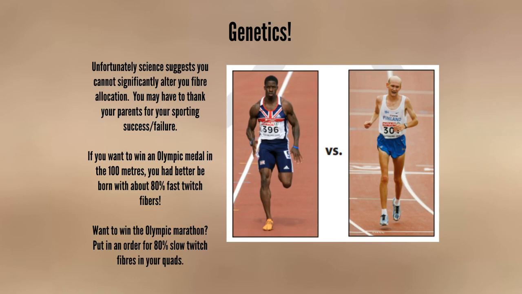So we can also transfer over to white men, and we can see that the guy on the right from Finland there obviously is a slow twitch athlete, a marathoner. Yes, he's got some emaciation happening there due to all the hours of vigorous training and getting into fuel deficit. But the odds are to be good at a marathon, represent your country, you're going to have a good allocation of slow twitch fibers. And you can see down here, if you want to win an Olympic medal in the 100 metres, you better be born with about 80% fast twitch fibers in those key areas, the glutes, the hammies, the quads, those driving muscles, the calves. And if you want to win the Olympic marathon, put in an order for 80% slow twitch fibers in some of those key areas.